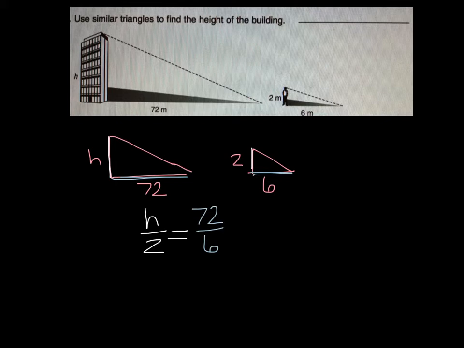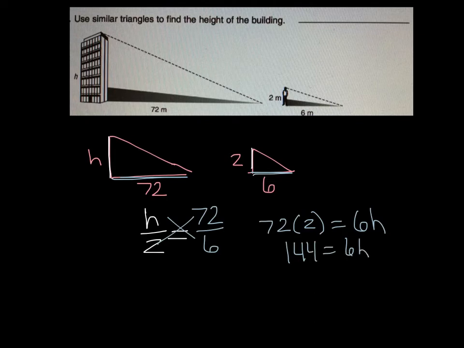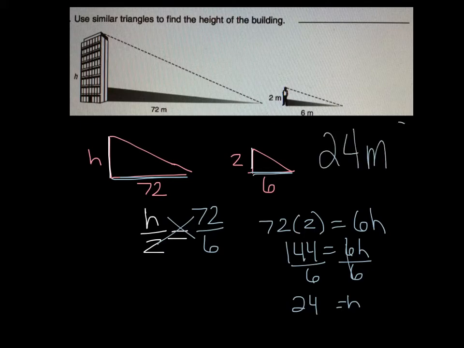I'm going to use cross multiplication. 72 times 2 equals 6h. 72 times 2 is 144, and that's still equal to 6h. When I divide both sides by 6, I get h equals 24. So the height of my building is 24 meters.